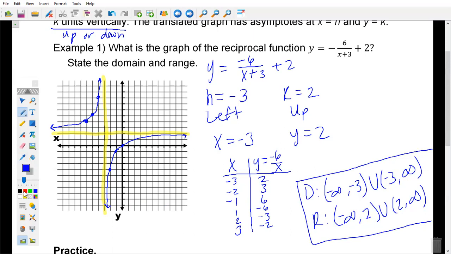Okay, so the takeaway here should be that your H and your K tell you a lot. It tells you how your graph is moving, and then it also affects your domain and your range.